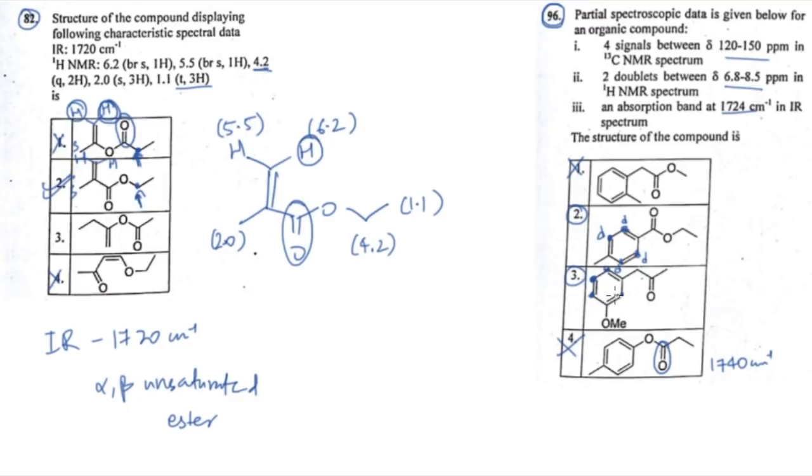So option number 3 cannot be your correct option. Okay, so that's how you can neglect option number 3. Option number 2 is the only option which satisfies all the data which are given to you. So option 2 becomes your correct choice for this particular question.